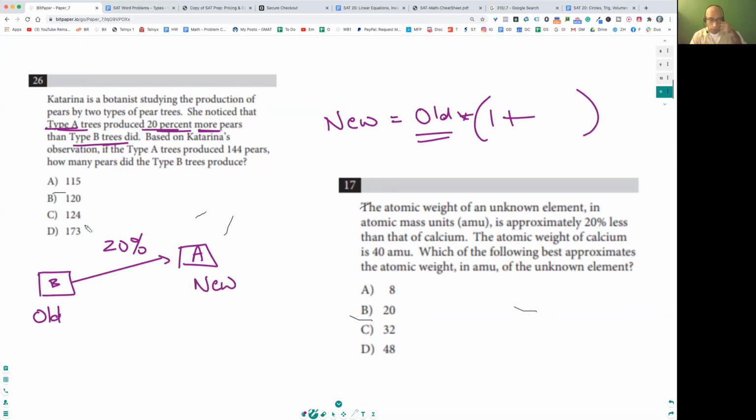Now, once you identify which is your old and which is your new, all you've got to do is write down this formula. New is equal to old times 1 plus this percent. This percent value is 20%, right? You're going to write it down this way. New is equal to old times 1 plus 0.20, right? Now, the old is not given to you. Remember, I told you to do this reverse thing, right? You're given the new, which is 144. So you're going to write down 144 is equal to old times 1.2.